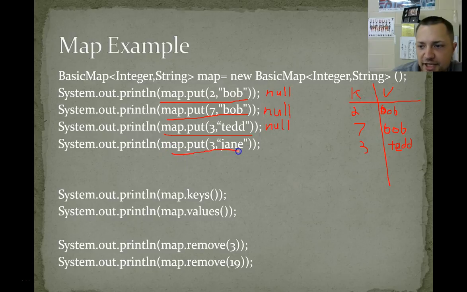Now I do 3 Jane. So Ted is being replaced and Jane is being added. Don't have enough room to really write this, but there we go, Jane. And this would print Ted because it's giving me back the value that was lost by doing this put. If I were to print all the keys, I would get a set of 2, 7, 3. If I were to print all the values, I would get Bob, Bob, Jane.